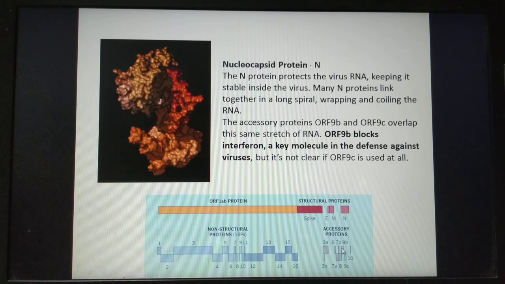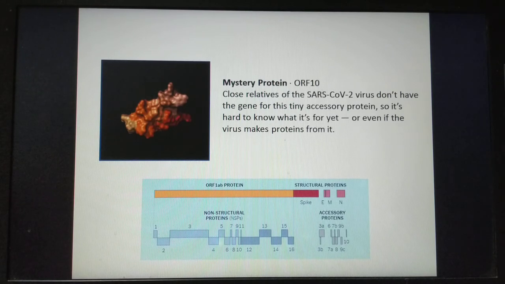Accessory proteins 9B, 9C also overlap in the same region. So multiple proteins form from the same stretch. 9B, the function is more or less defined. It blocks interferon. What is interferon? Interferon is a key molecule which kills viruses. So whenever there is a viral attack, influenza or whatever virus, we immediately start synthesizing interferon. But what if 9B blocks interferon? That way, our interferon mechanism is inactivated. Then another mystery protein is ORF10, which we don't know what it does. A very thin protein, but people don't know what it does.